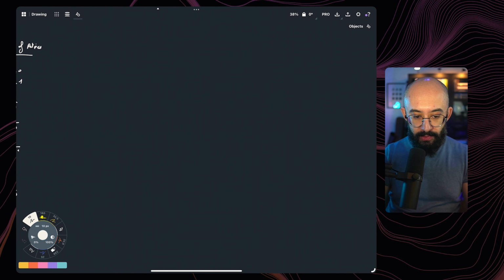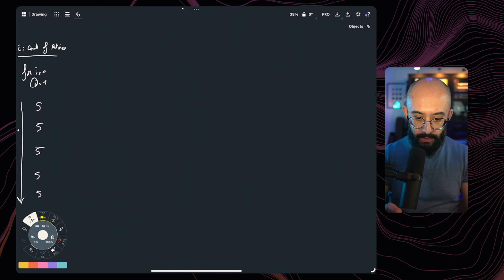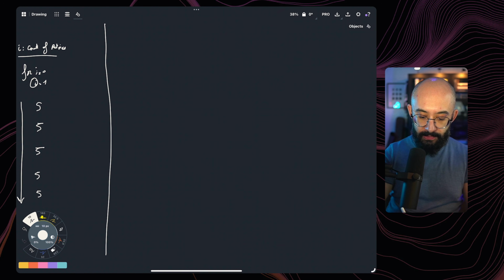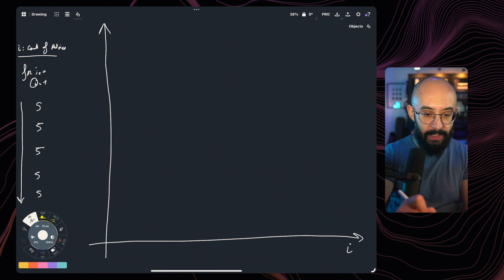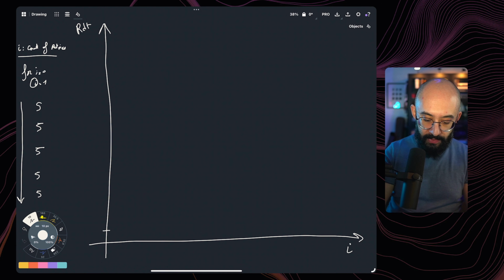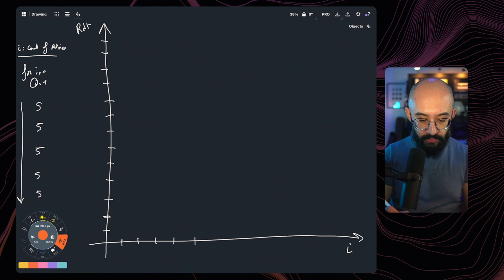So let's actually plot this to see how it's gonna look like. Let's assume we have this y-axis, and then we have this x-axis. On the x-axis, we're gonna have I, and on the y-axis, we're gonna have RDT. So let's put some values here. 1, 2. So previously, we had a constant value of retries, 1, 2, 3, 4, 5. That's going to look like this throughout all of the iterations.